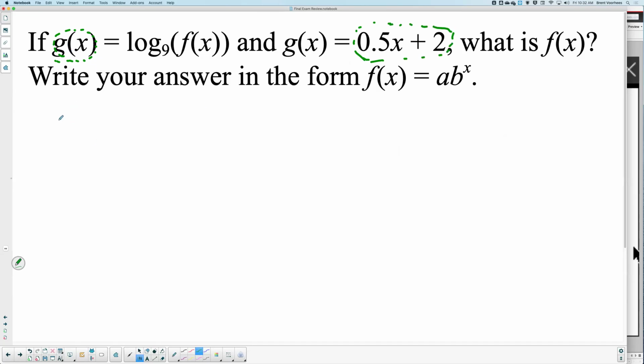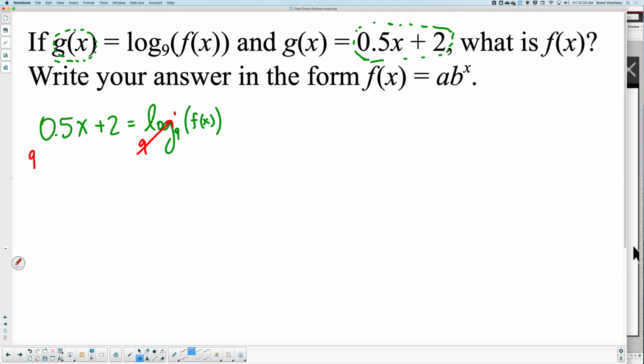So instead of g of x, I'm going to say 0.5x plus 2 equals log 9 of f of x. How do you solve that from there? We're trying to solve for f of x. How do I get f of x isolated? We're going to exponentiate by 9. If I exponentiate both sides by 9, what happens to log 9, 9?